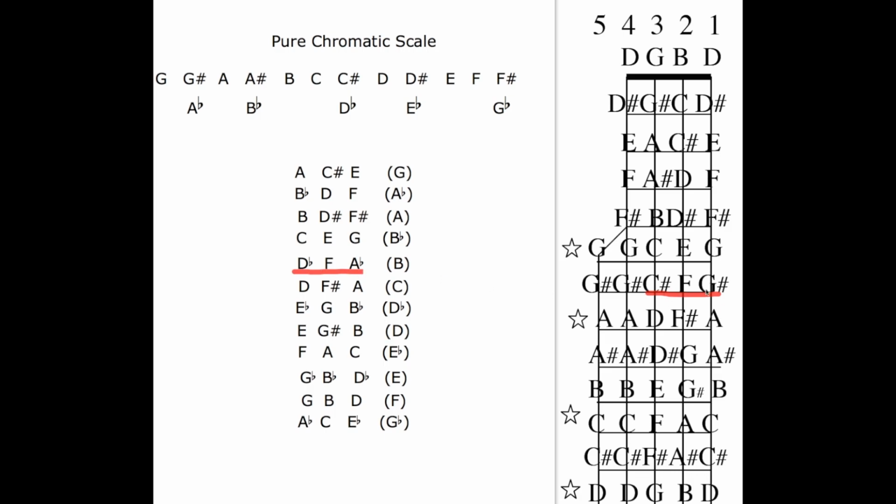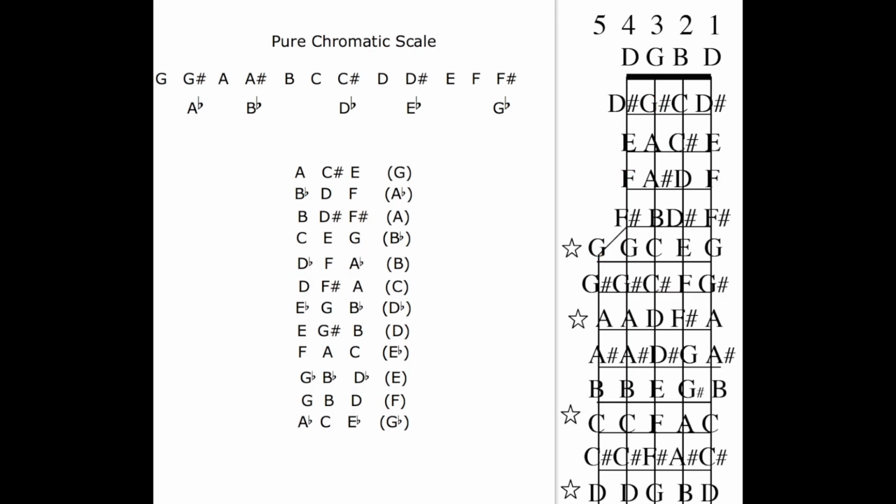C sharp, F, and G. First string, there's an F. Second string C sharp, third string G sharp, match the F, no go. So here is your C sharp chord, also called a D flat chord.